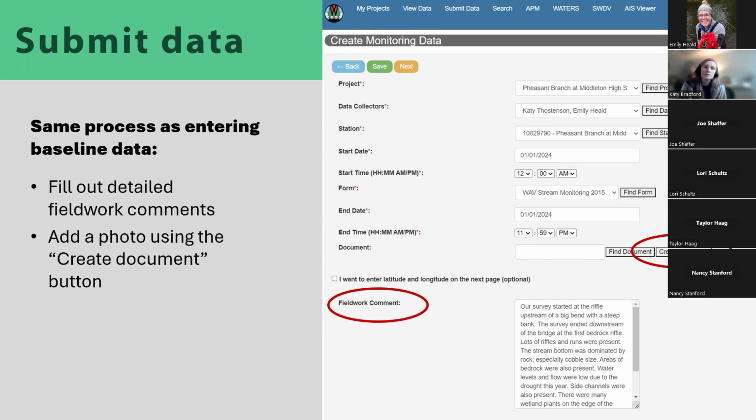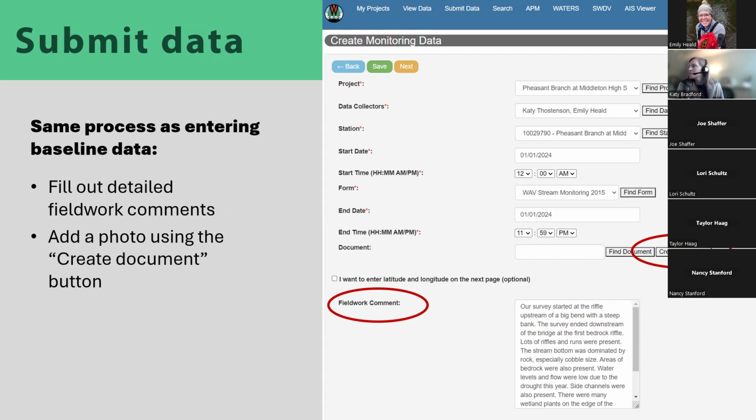Two things on this page. One is it's very important to provide detailed fieldwork comments. So you want to indicate whether you assessed upstream of your station ID, your typical point, or whether you did your assessment downstream. You want to describe what you saw from the different habitat features. Anything that would be useful for the biologist to understand beyond the numbers what you found. And then they also encourage us to include a photo. If you had to take one photo that represents your stream, take that photo and upload it to SWIMS.